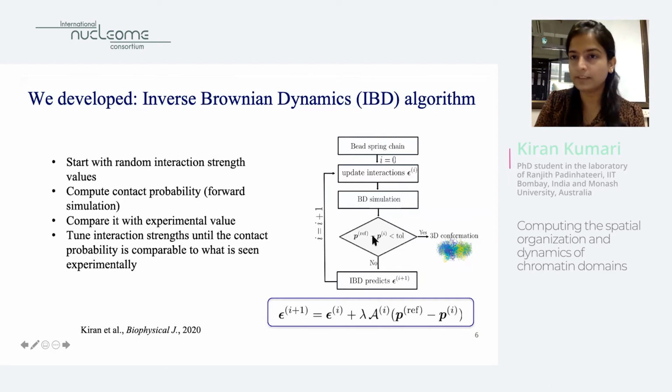And we'll compare it with the reference contact probability, which is often taken from an experiment such as Hi-C. Depending upon the difference between the contact probability of that iteration and the contact probability from experiment, we tune the interaction strength for the next iteration. It's a smart way of tuning, and we use statistical mechanics to figure out the optimal interaction strength. It's an iterative process, and after several iterations, we fetch back the interaction strength which can reproduce the experimental contact probability. The details of this can be found in our publication here.